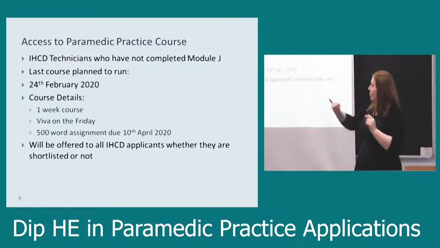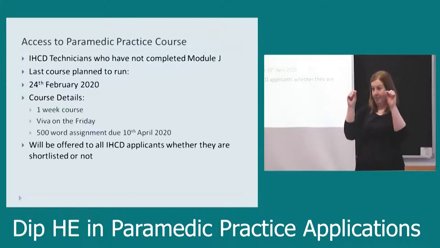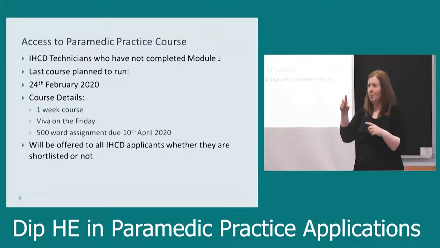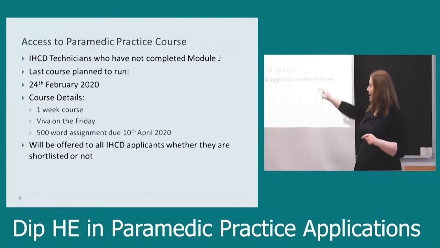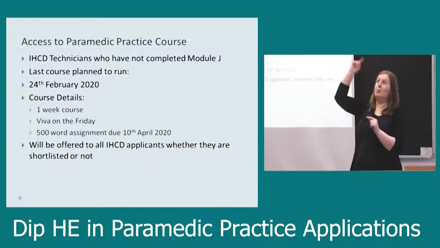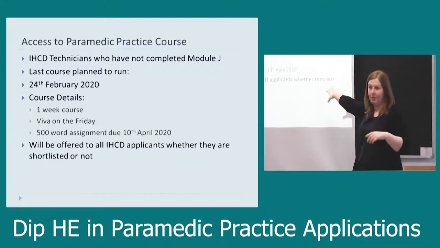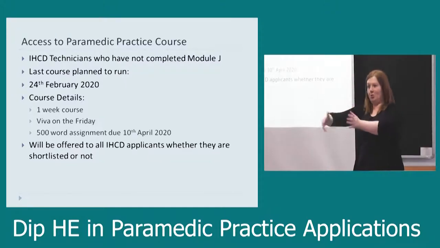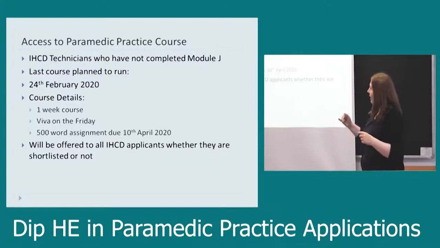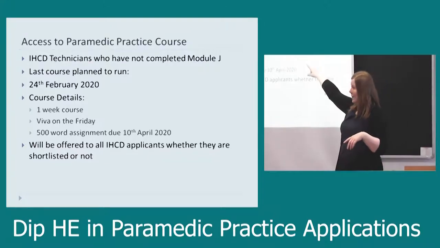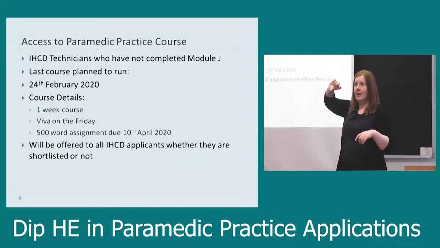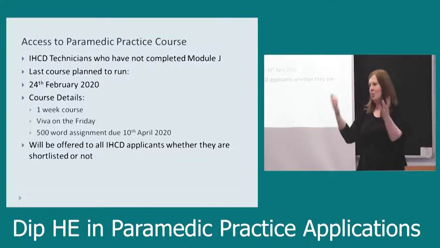So any IHCD person who applies, I don't know if any of you have gone as far as clicking on the application form yet, but we've categorised people. Anyone who's done IHCD but not completed Module J or this course will be offered a space on it, regardless of whether they get shortlisted and get through the OSCE or anything. We're hoping this will be the last time that this course runs, so we're going to offer it to everyone who applies, and then once it's done, whether that's this year or next year, it can be done.